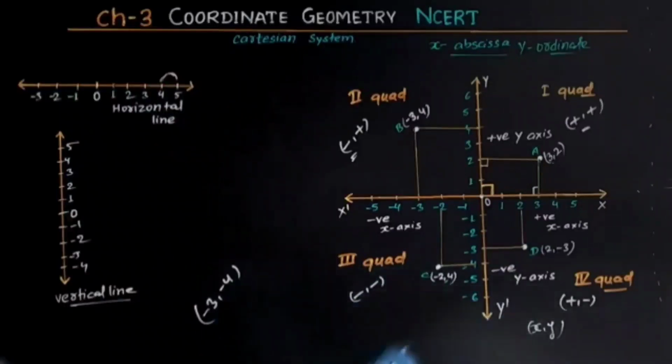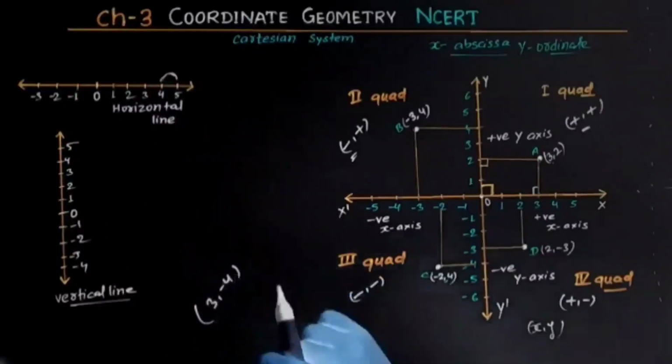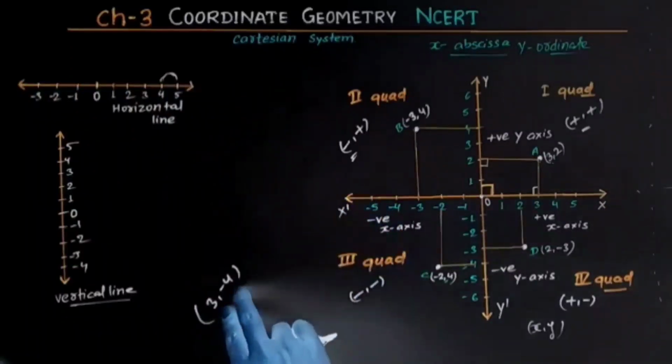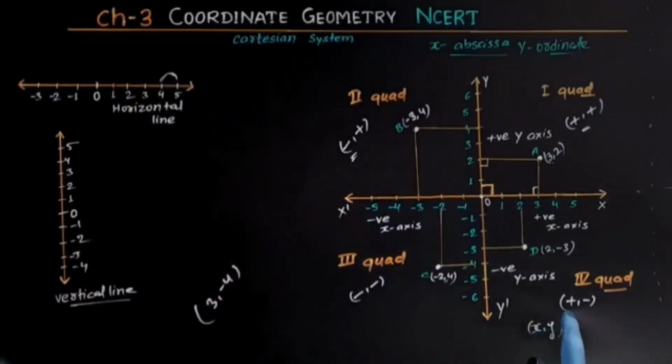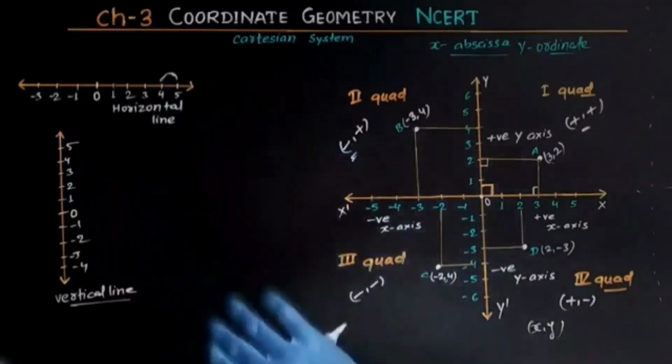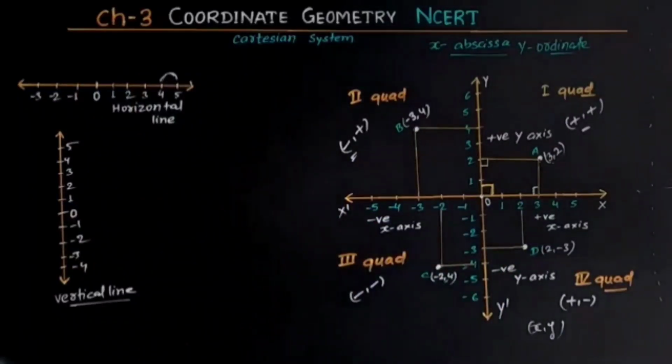You know how to plot a point -3, -4. So from this coordinate you can identify it lies in the third quadrant. If it is 3 and -4, from the sign of the x coordinate and y coordinate, you can identify it is placed in the fourth quadrant.